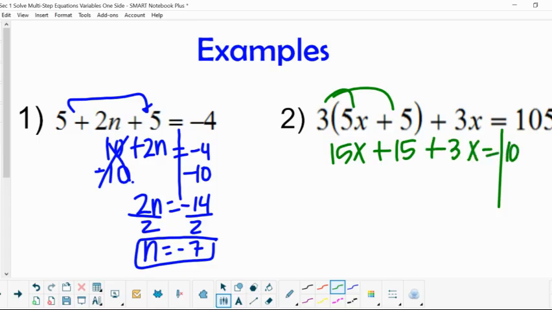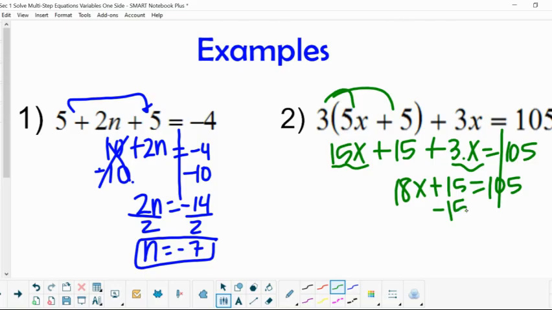Okay, distributing is done. Jack, do you see any like terms on either side? Yes, what do you see we can get together? Good, let's get our x's together. What's 15x plus 3x? 18x. So if they're on the same side, you just look at their signs to know how to combine them. They were both positive. Okay, now we're ready to solve it. So Porter, what do I do next?